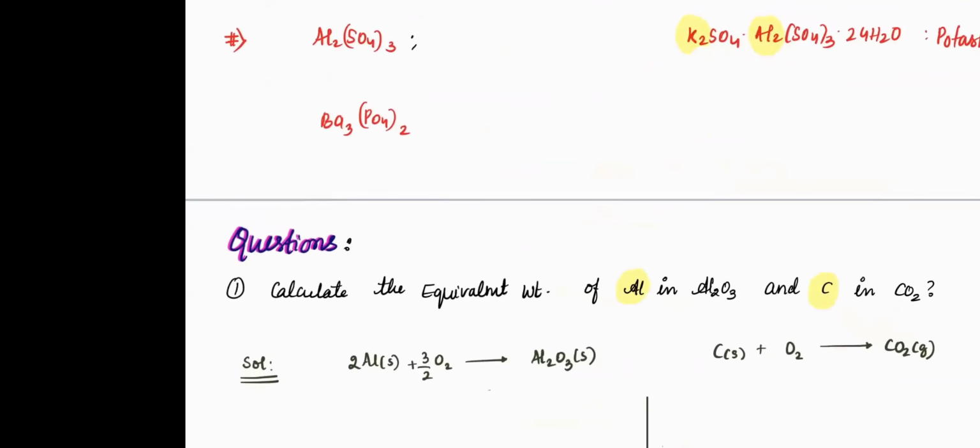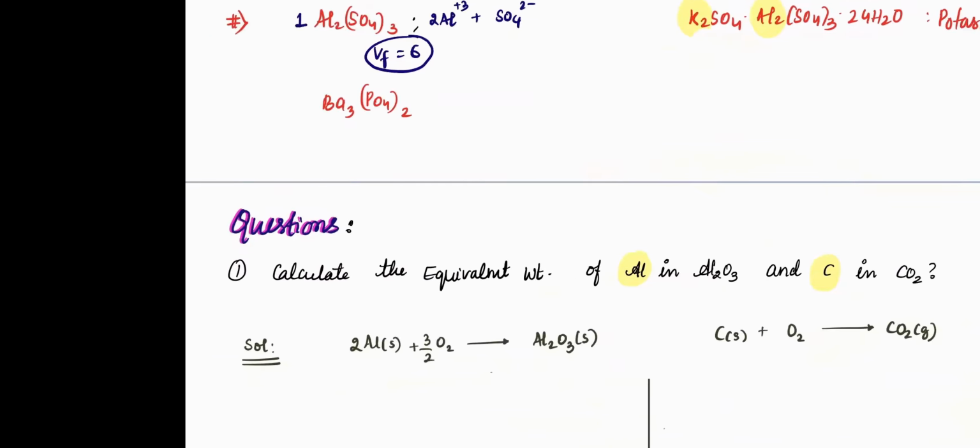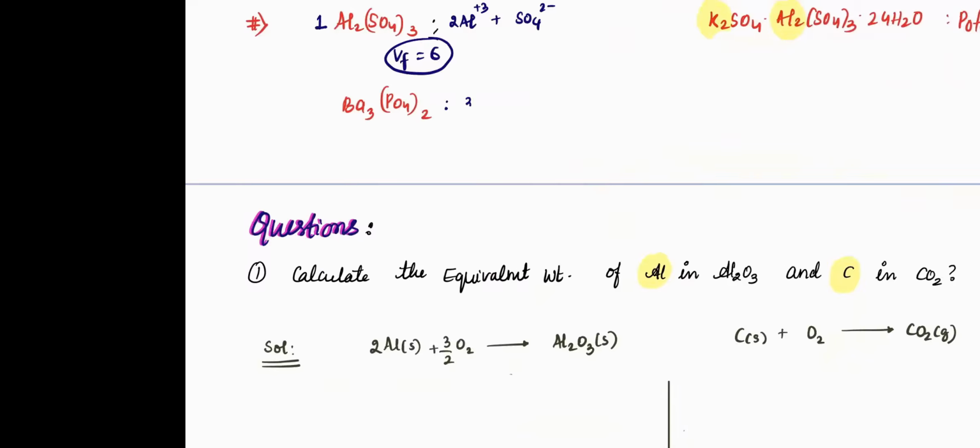By chance, if you have simple compounds like Al2(SO4)3, you just check out the total charge for 1 mole. So you can see for 1 mole of aluminum sulfate, it is basically divided into 2 moles of Al3+ plus 3 moles of SO4 2-, which is clearly showing us the valency factor is 6. Similarly, here also this will convert into 3 moles of barium 2+ and 2 moles of phosphate 3-. Okay. So again the valency factor in this case is also 6.